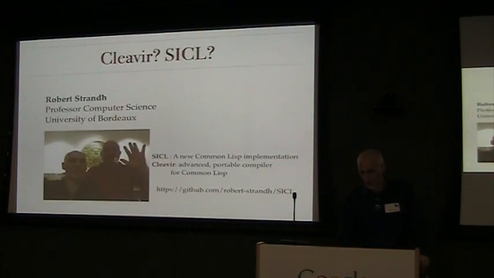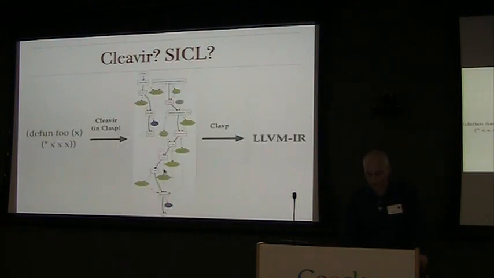So this is Robert Strandh. We both get our hair cut by the same person, Mother Nature. And he's at the University of Bordeaux, and he's got decades of compiler writing experience behind him. He's developing Cleavir, which is a new implementation of Common Lisp. So he's working on this slowly. It'll take him a while. Along the way, he's trying to invent new ways to improve Common Lisp. And the part that I'm using is Cleavir, his compiler.